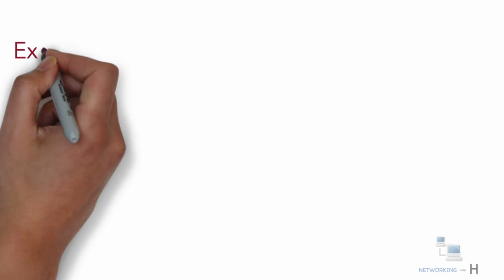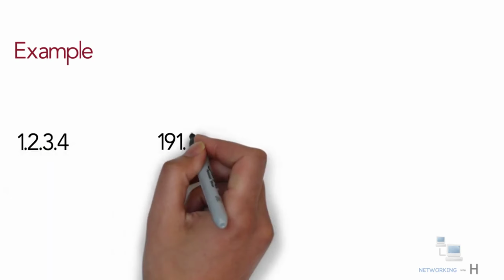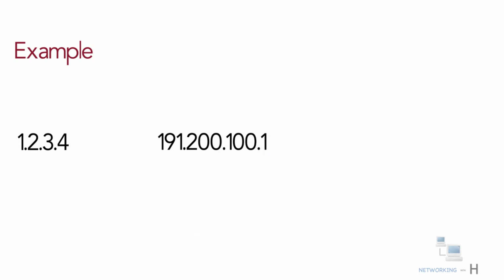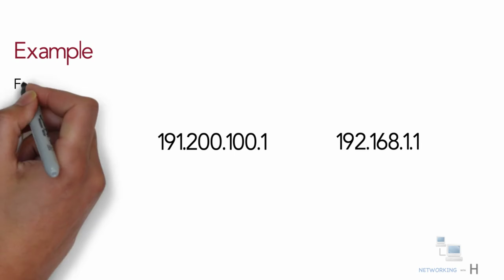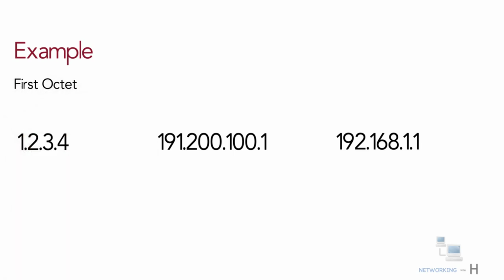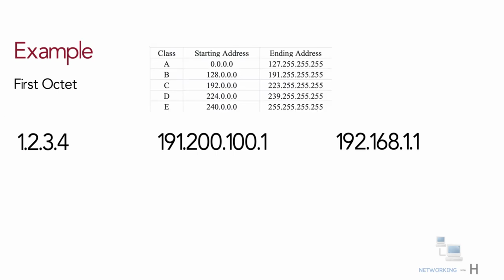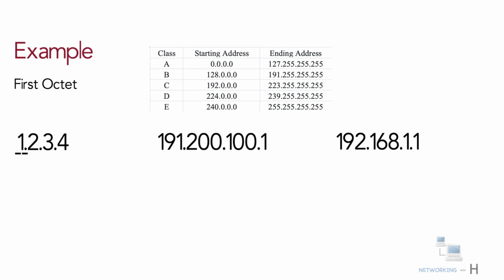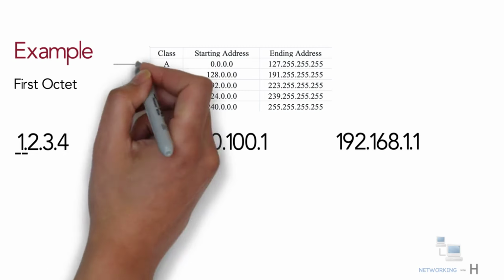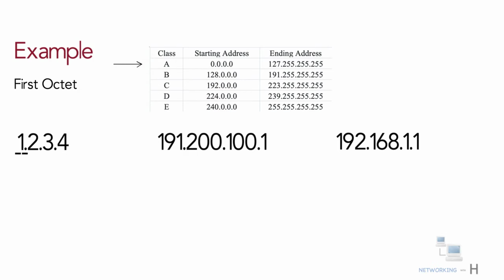Let's use an example to find the class of 3 different IP addresses: 1.2.3.4, 191.200.100.1, 192.168.1.1. To find the class of an IP address, simply pay attention to the first octet. Let's start with 1.2.3.4. If the value of the first octet is in the range of 1 to 127, you can say it's a Class A IP address.